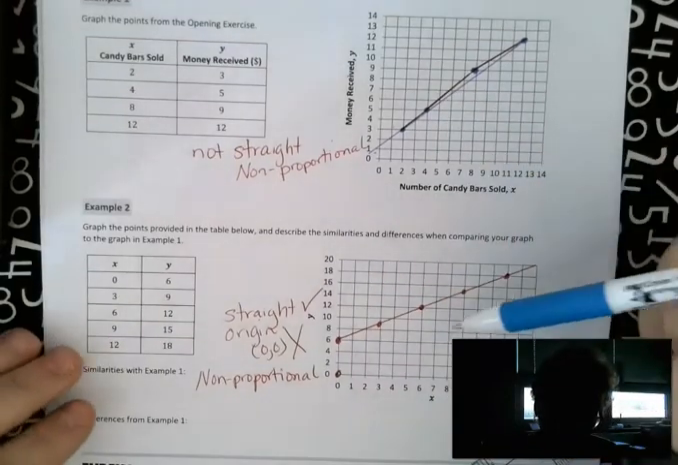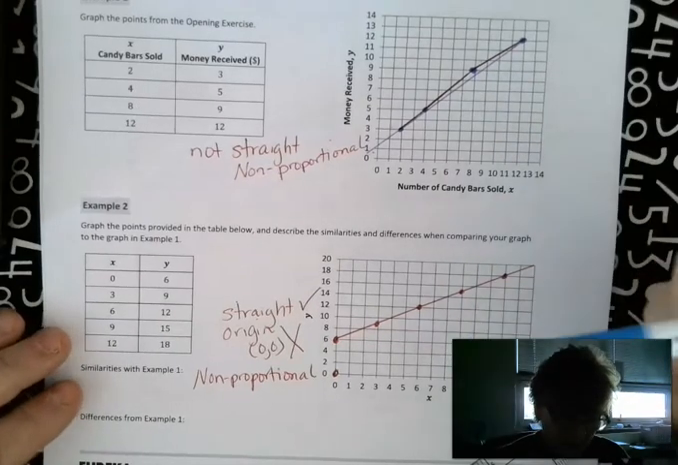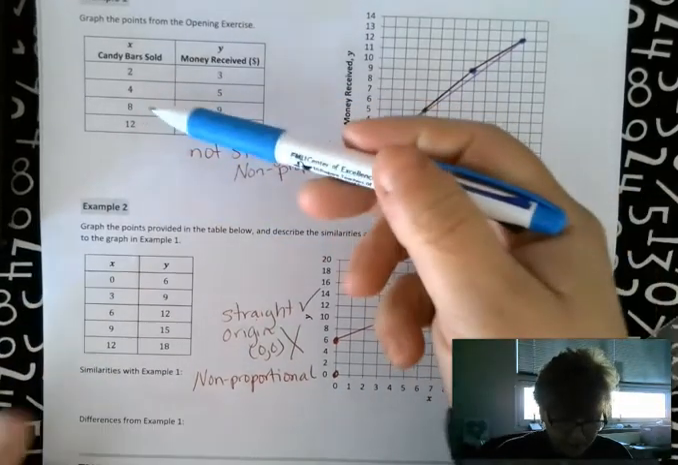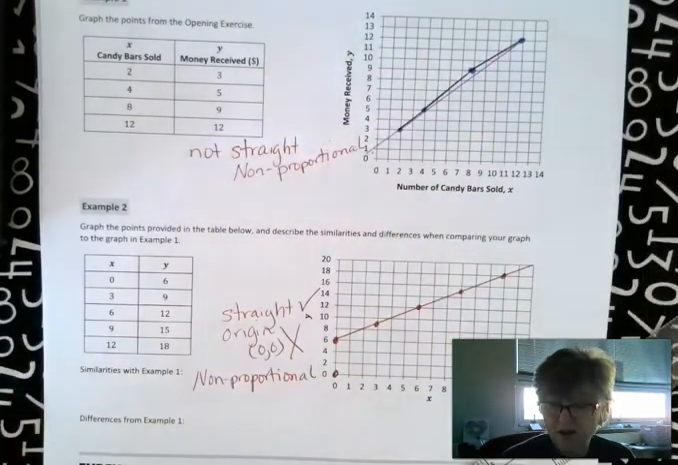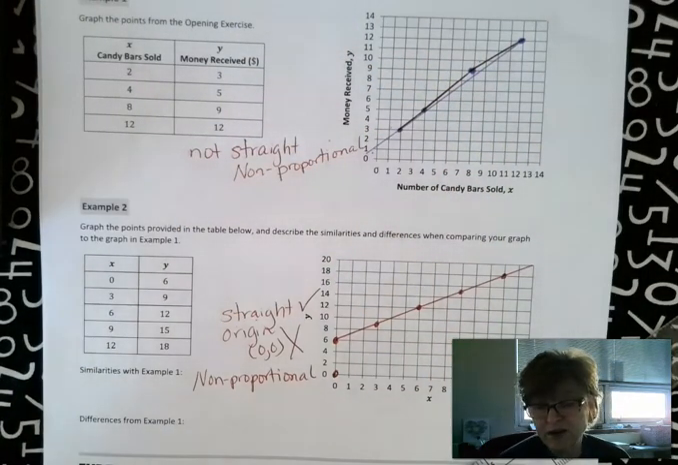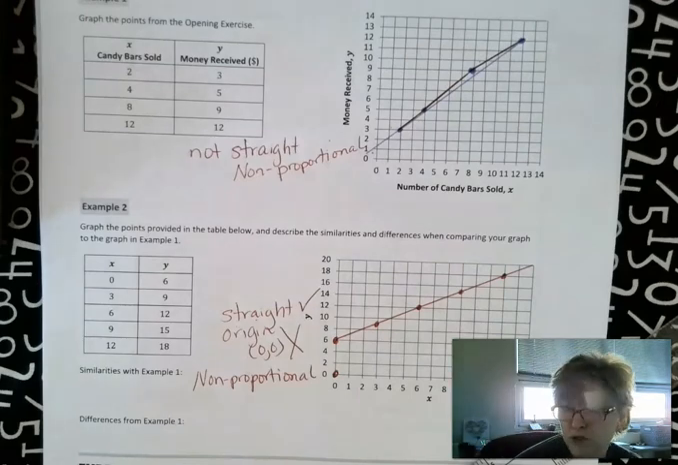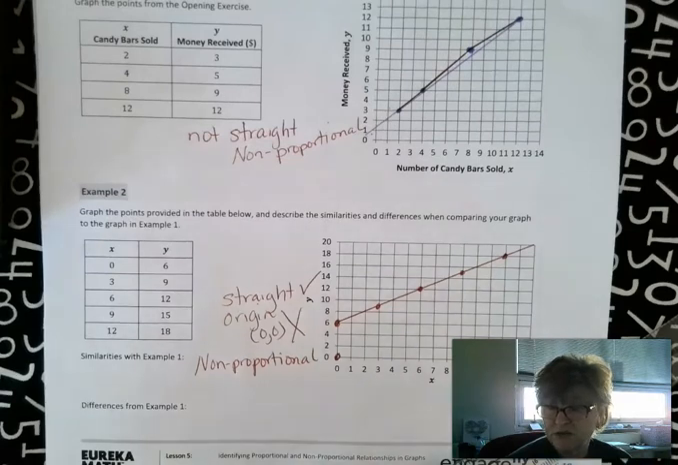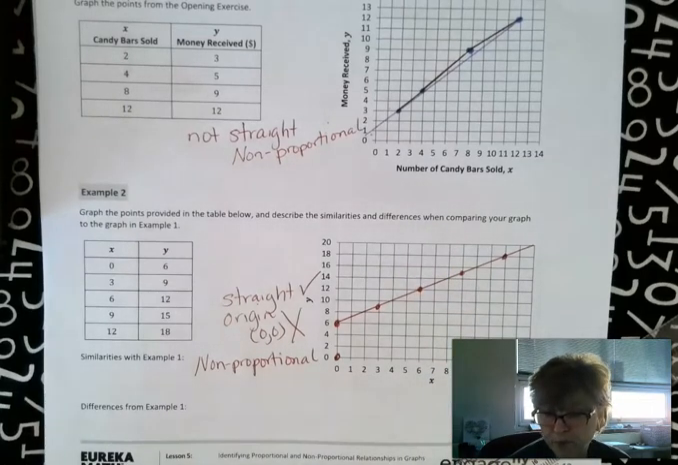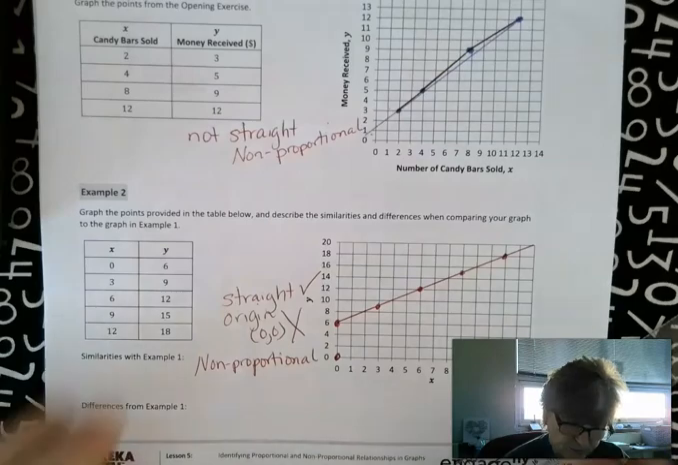So the similarities here are they didn't even have the same values of x's, but if we just compare those two graphs, the similarity is that they're both not proportional. And one of them is straight. Differences, one is straight, one is not. We know that one doesn't go through the origin and the other one, we just don't know. We don't have that data.